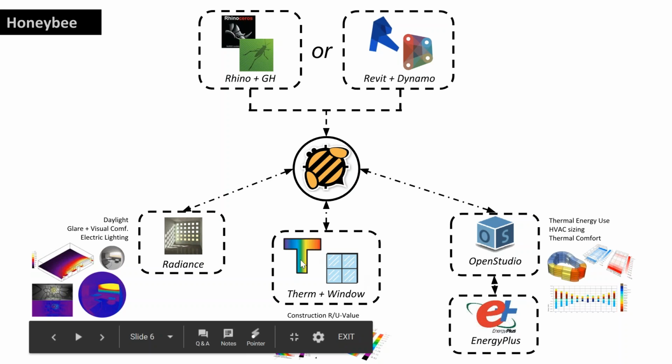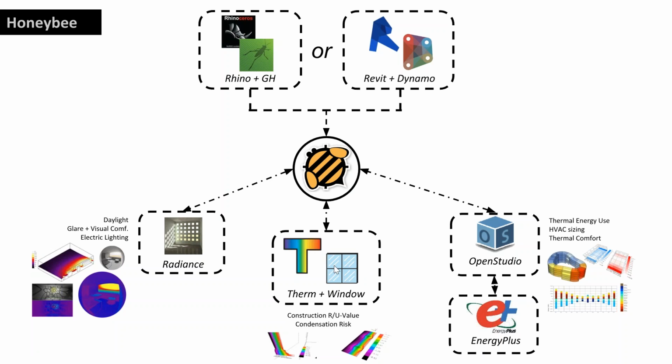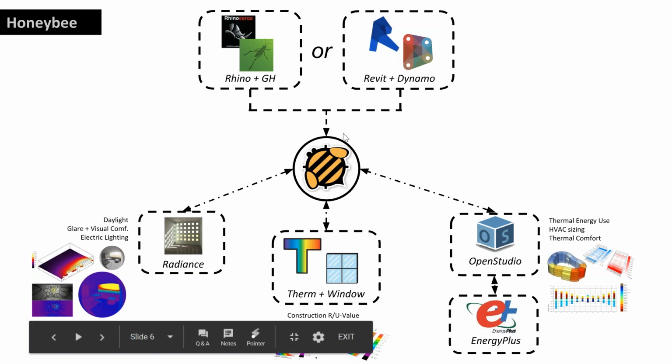And it connects to LBNL THERM and Window, or I'm told I'm supposed to call it now Berkeley Lab THERM and Window, to do conductive heat flow modeling through detailed constructions. So that's where Honeybee sits, and in my demos today, I'm going to be using Honeybee a bit.